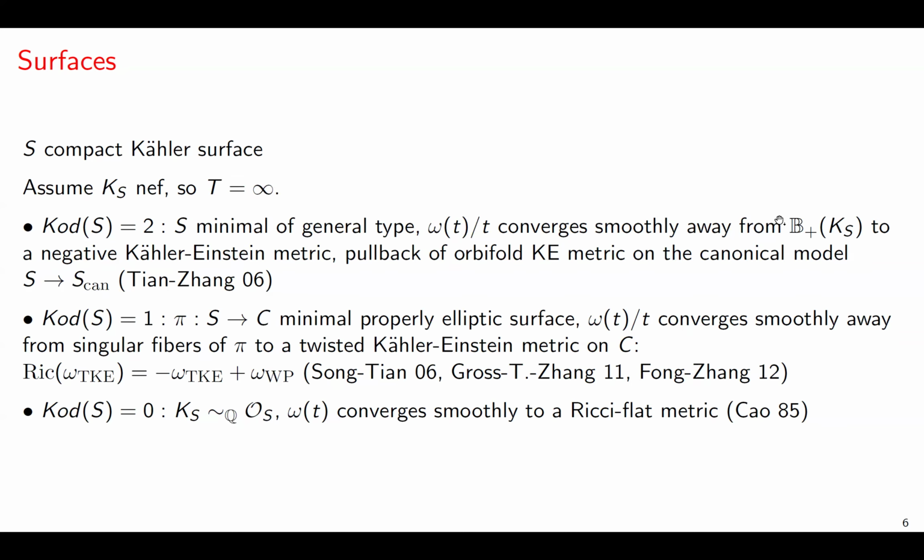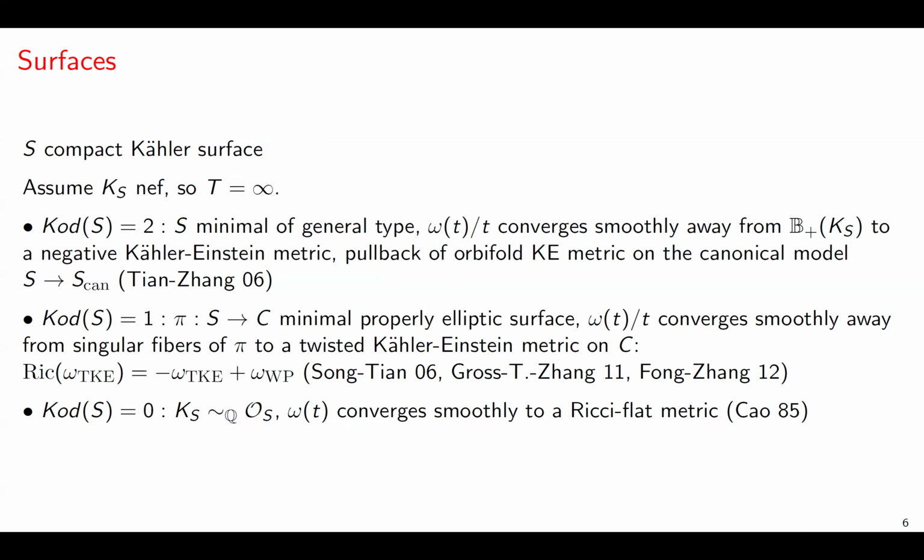What is known here is that away from the singular fibers of this fibration, you have smooth convergence to the pullback of a metric from the base, which is, again, an Einstein metric with a twist. So it's a negative Einstein metric. Ricci is minus itself, plus a Weil-Petersson form, which is semi-positive and measures the variation of complex structure of the elliptic curves, the fibers.